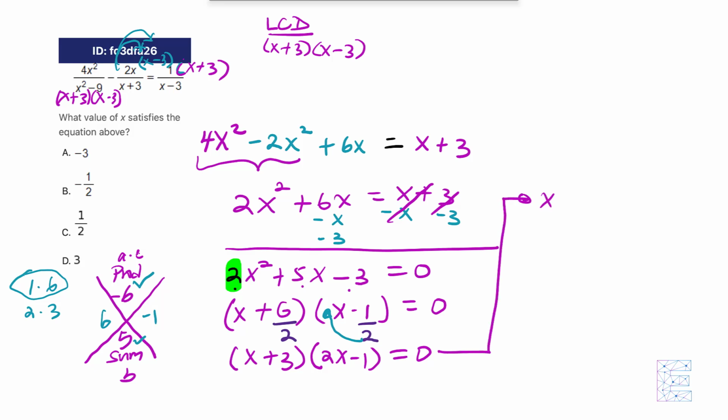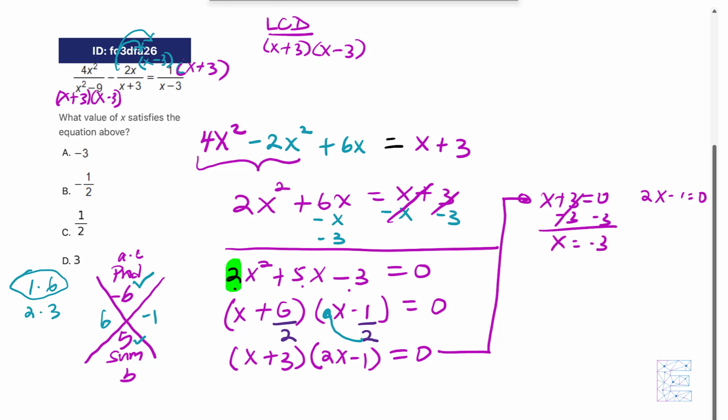So we'll take each factor, x plus 3, set it equal to 0, and the other factor, 2x minus 1, equals 0. And then you use algebra to solve for x. So these cancel, x equals -3, and the other one, you would add 1 to both sides, and you end up having 2x equals 1, divide both sides by 2, x ends up being 1/2.